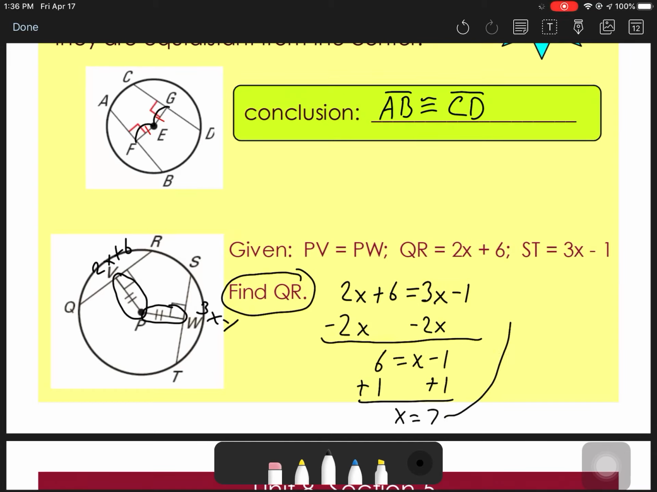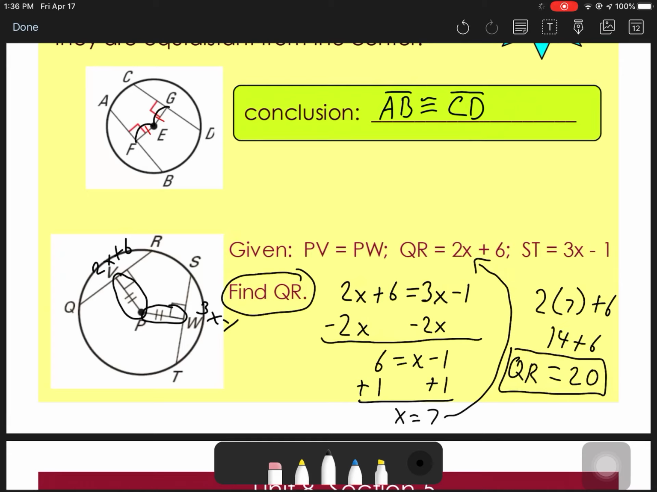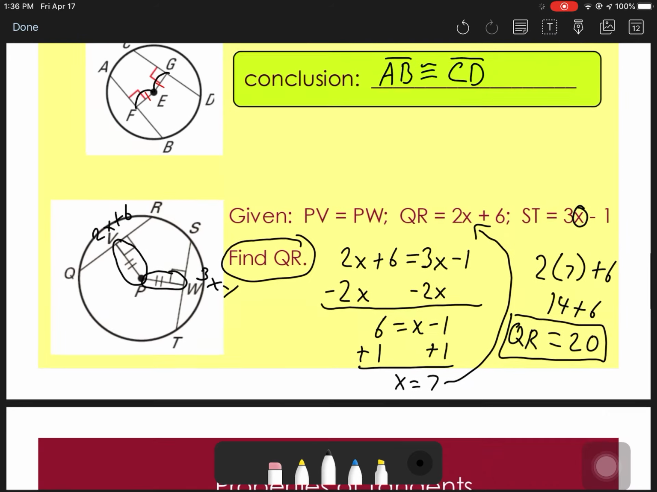So I'm going to plug this in right here. So we get 2 times 7 plus 6. 14 plus 6 gives us our final answer. QR equals 20. And if we wanted to find ST, it would be the exact same answer. And if you plug in 7 right here for this x, 7 times 3 is 21. 21 minus 1 gives us 20 as well.